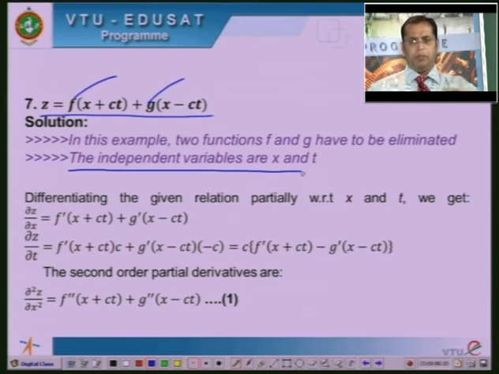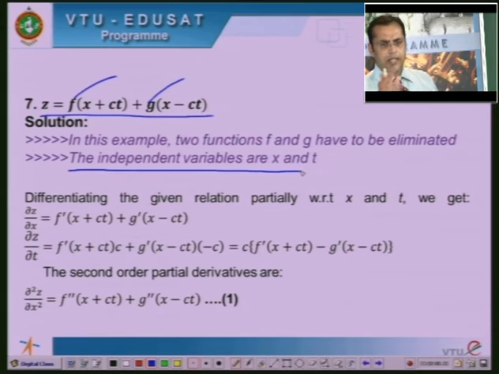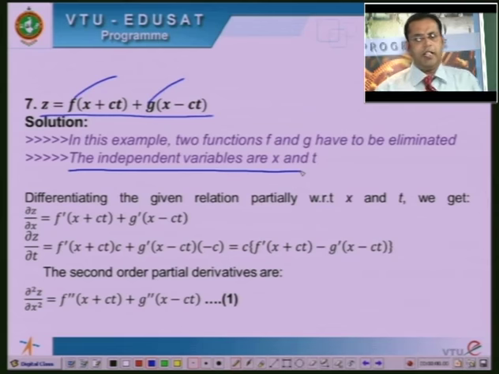So when you do the partial differentiation sequence, your partial derivatives will be dou z by dou x, not dou z by dou y, but dou z by dou t, then dou square z by dou x square, not dou square z by dou x dou y, but dou square z by dou x dou t, and finally dou square z by dou t square and not dou square z by dou y square, because instead of the independent variables x and y, you are given the independent variables x and t. So how to go about the PDE?